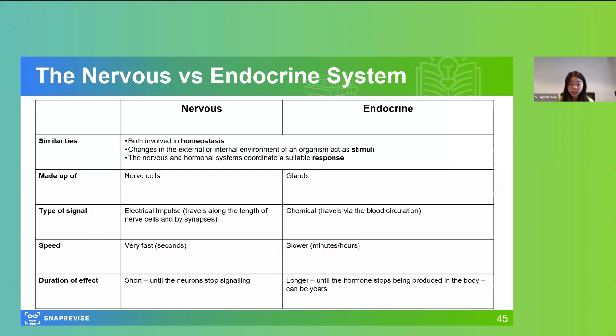However, the duration of effect for the nervous system is very short. The signaling stops once the neuron stops signaling.